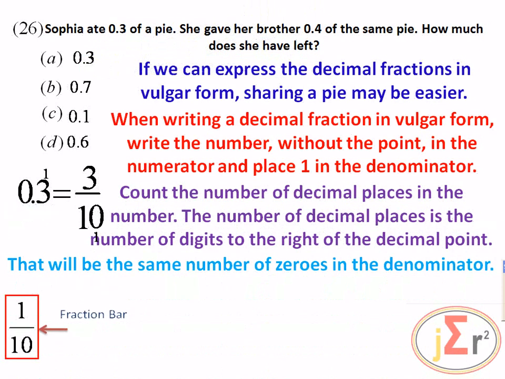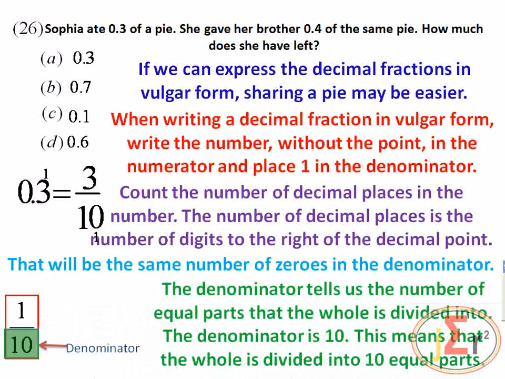So we have the fraction bar. We have our numerator as usual. And what do we have also? The denominator. The denominator tells us the number of equal parts that a whole is divided into. How many parts will the whole be divided into? 10. Why? Because the denominator is 10. So the 10 represents the number of equal parts that the whole is divided into. So the whole is divided into 10 equal parts, as we have indicated in the denominator.